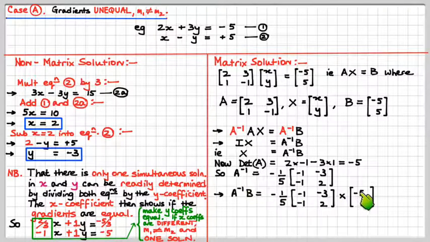Therefore the inverse of A times B would be all of that. Does that work? That's a 2 by 2. That's a 2 by 1. And the answer will be a 2 by 1. That's right.